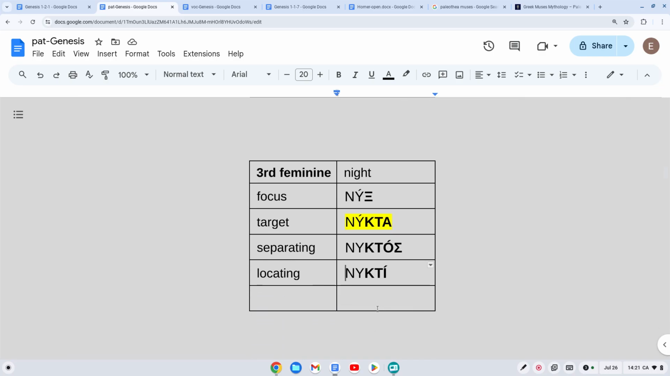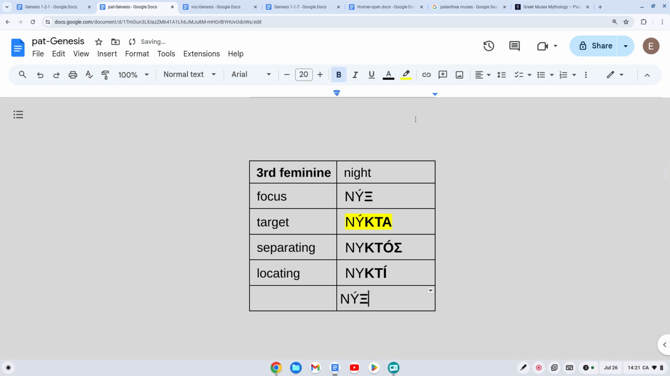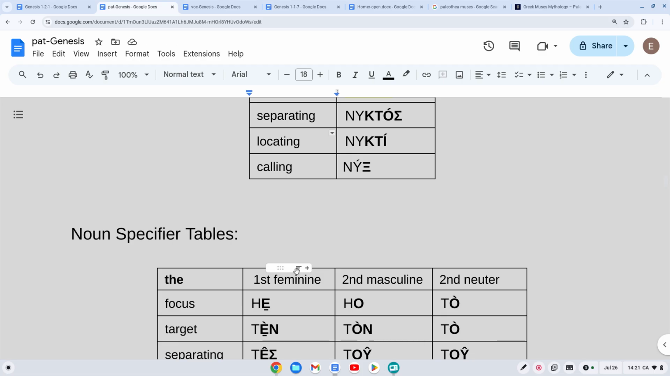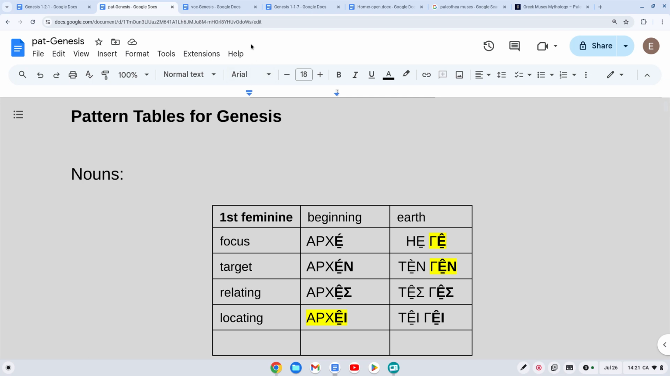Okay, so we've covered the locating case, and the calling case is the same as the focus. Okay, now let's go back to our vocabulary.